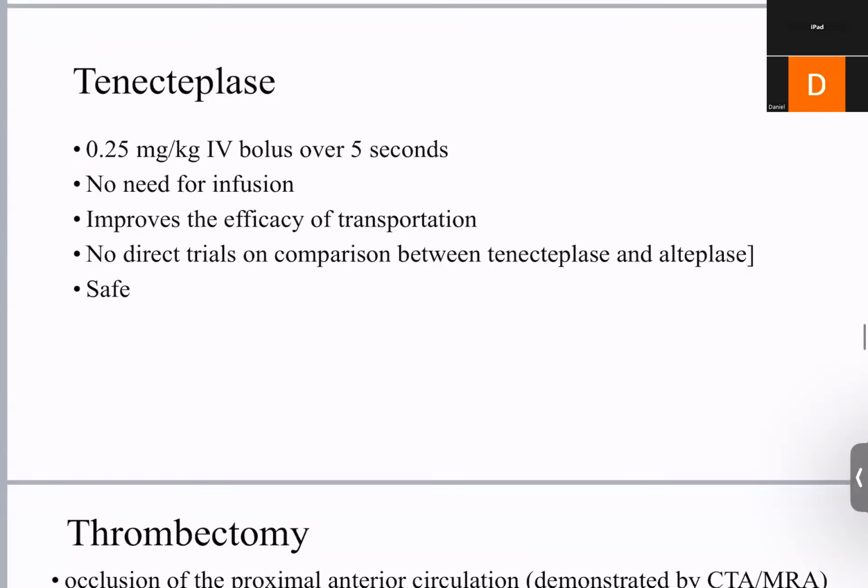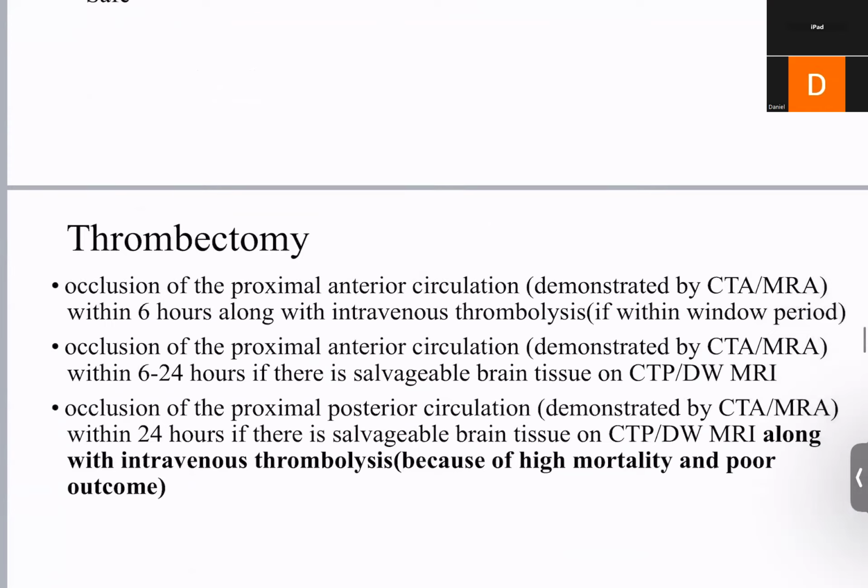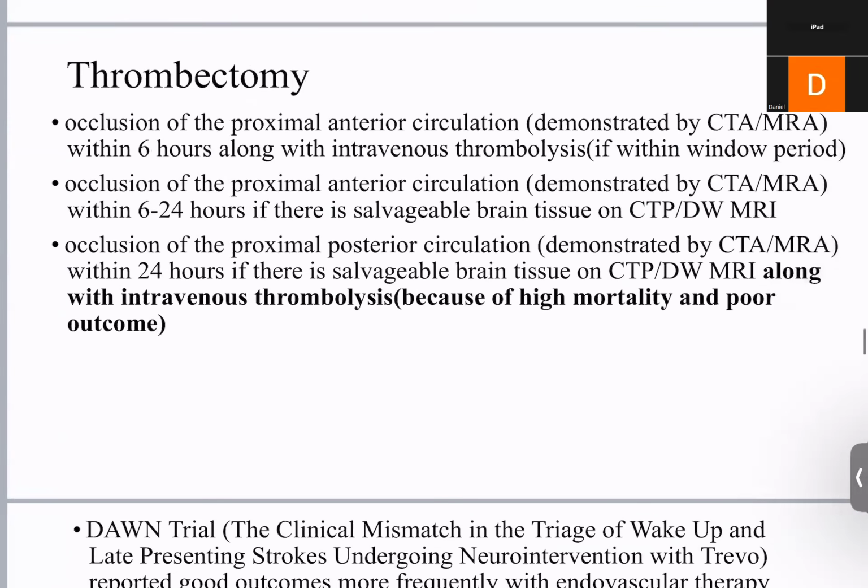Another important agent is tenecteplase. It is given at a dose of 0.25 mg per kg bolus over 5 seconds. There is no need for infusion. It improves the efficacy of transportation. But there are no direct trials comparing tenecteplase and alteplase to say which is better. Tenecteplase is generally safe. Moving on to thrombectomy.